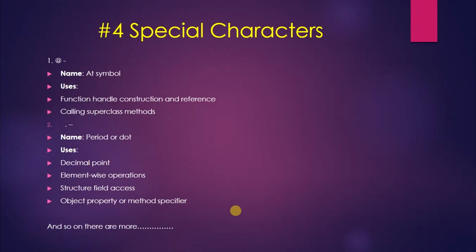Now these are some special characters which are used during the coding. First is the at the rate symbol, which is commonly used in mail IDs. The at symbol is used for function handle construction and for calling a superclass method. Second is the dot, also known as full stop in common language. It is used as a decimal point, for element-wise operations, and for object properties. And there are more.